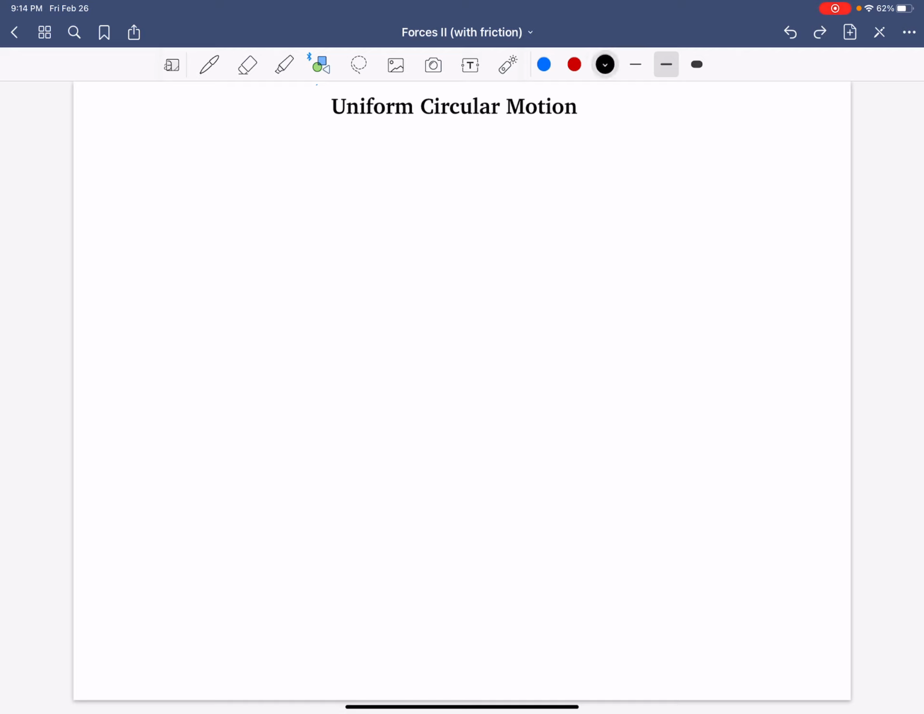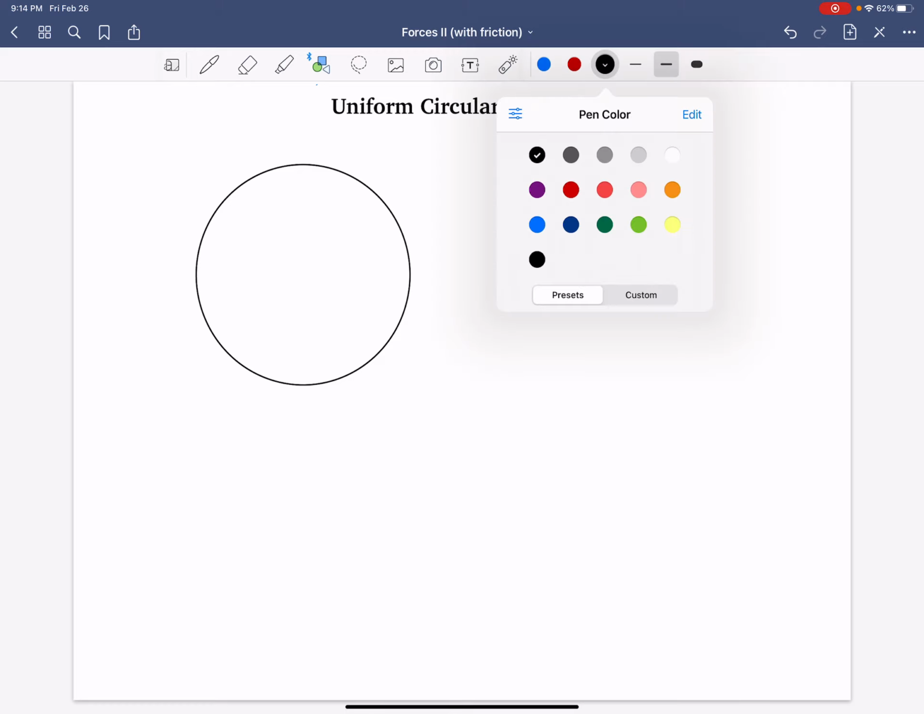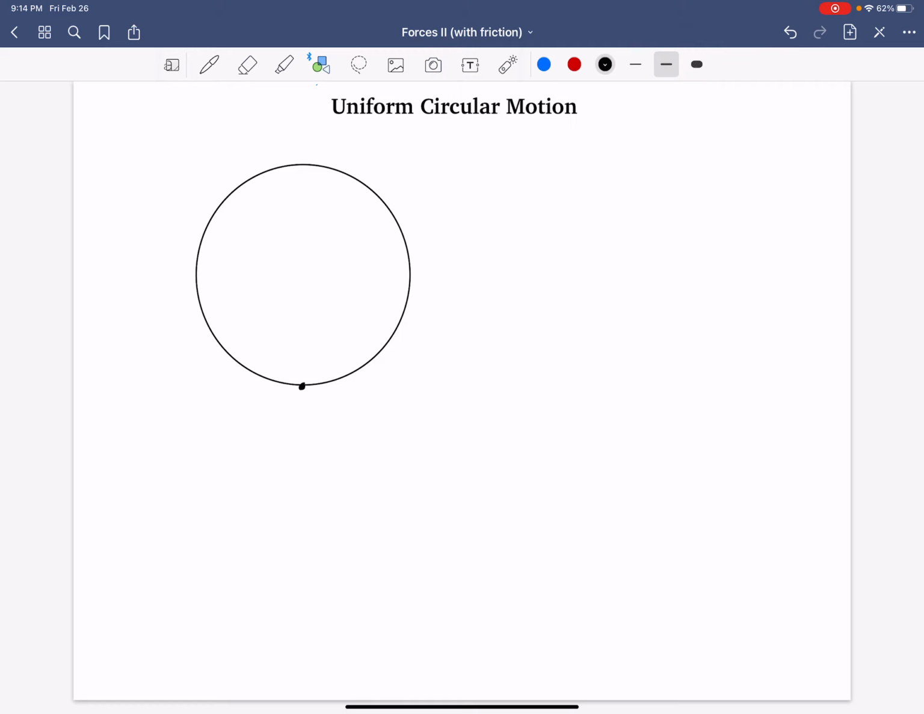So let me use black. So let's say there's some object's path of motion. And so when this object is at the bottom, say this is a top-down view, for example, when it's at the bottom, it has some instantaneous speed, right? Or its tangential speed. We'll call that v, okay? And actually, in this case, it's important to talk about its velocity as well. Okay, so we'll call that velocity 1.